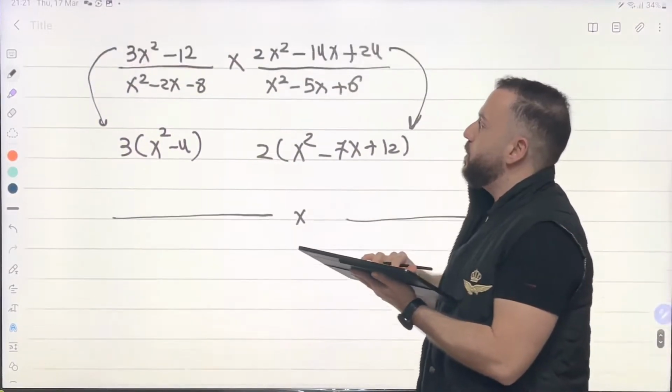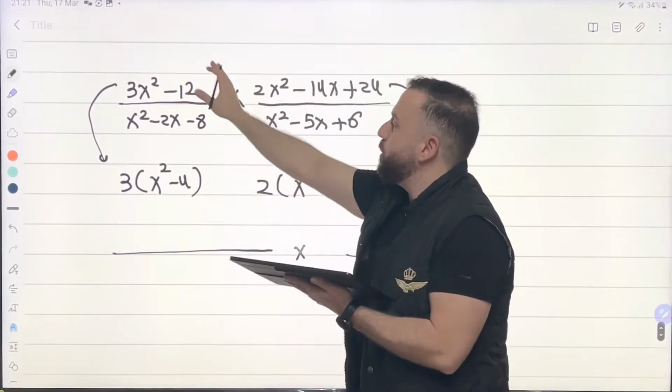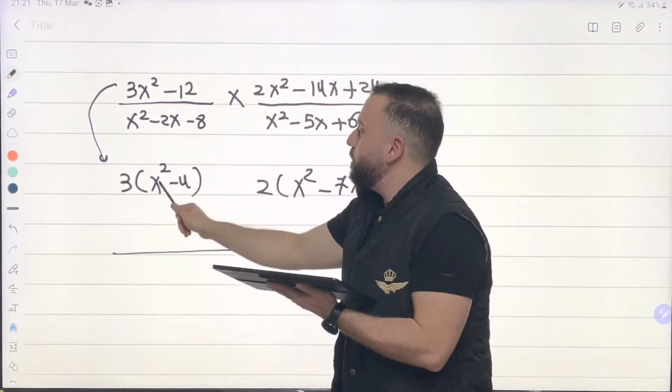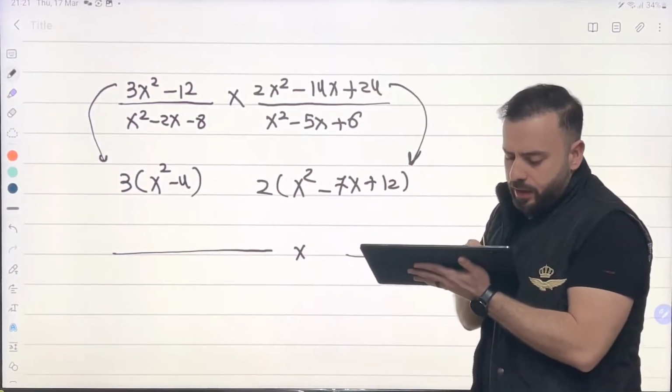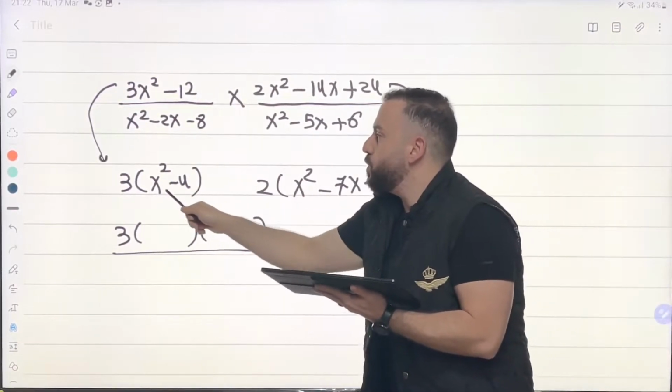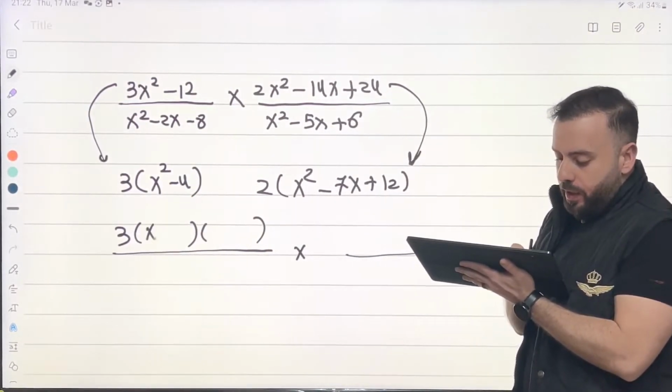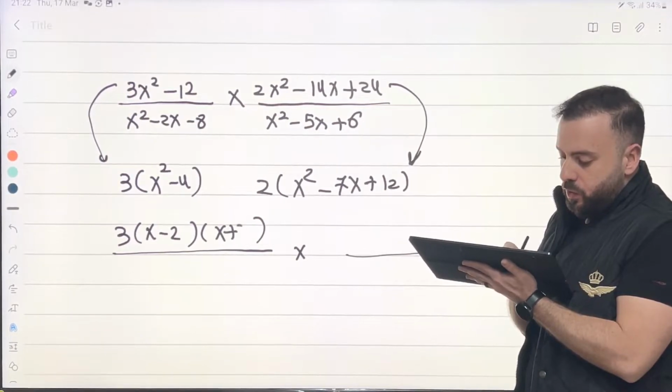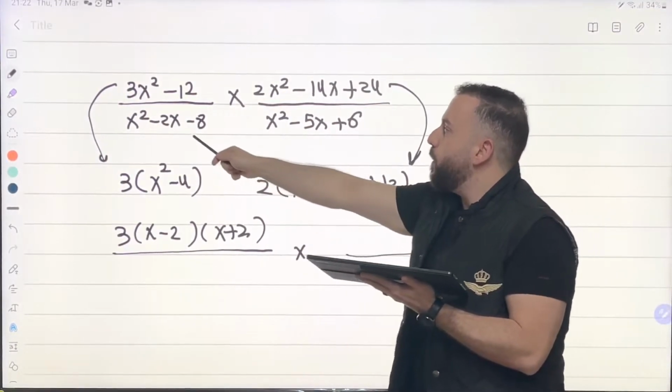We can say that the first part of the multiplication, the numerator, I can now factorize it. That's going to be 3, open bracket, open bracket. This is the difference between two squares. That's going to be x minus 2, x plus 2. Okay. What about the denominator?